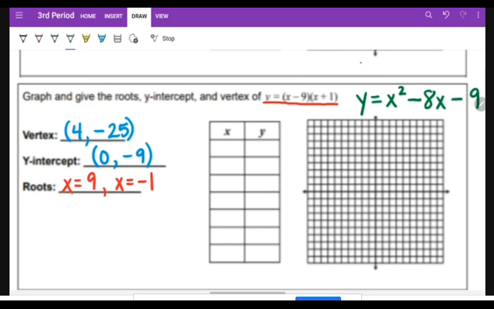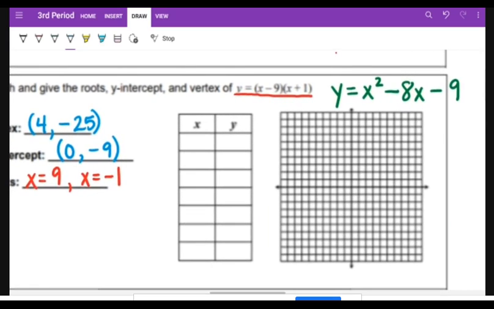And our y value is pretty ridiculous here. 4, negative 25. I didn't vet these questions, so this one just happens to not really fit on our graph. We'll do our best to draw this, but let's start with a point other than the vertex. Let's start with the y-intercept. 0, negative 9. And then we also have our roots at positive 9 and negative 1. So our two roots go here and here.